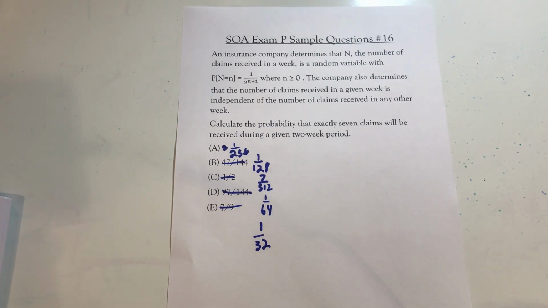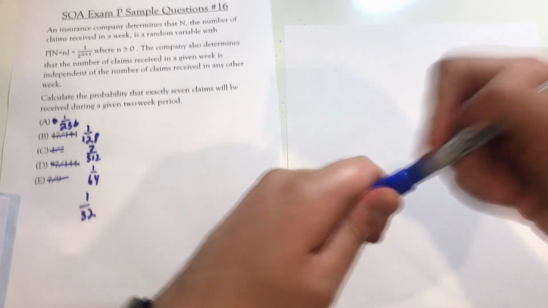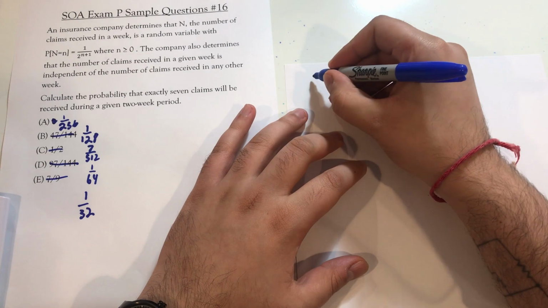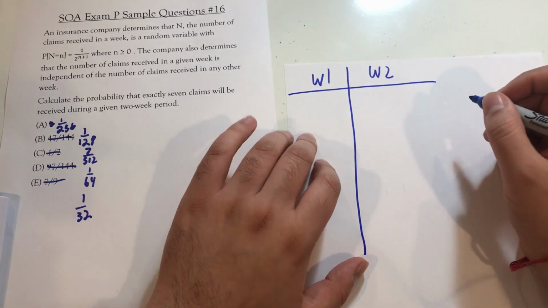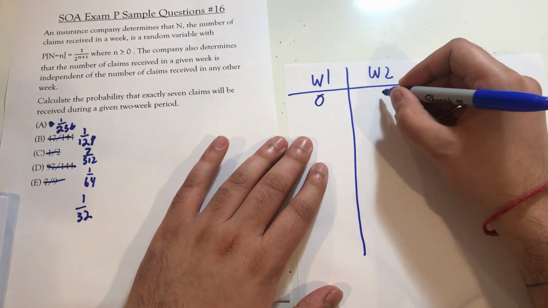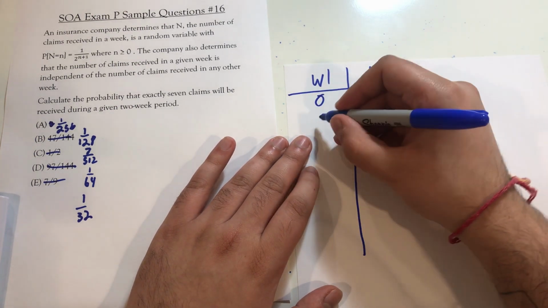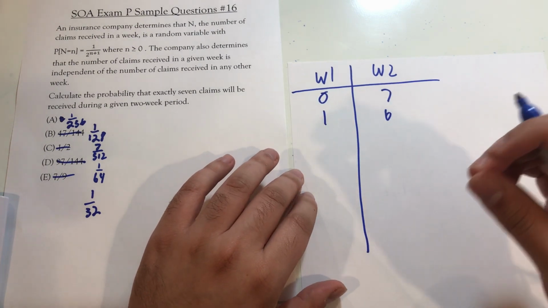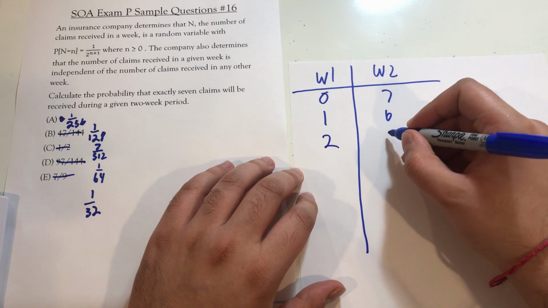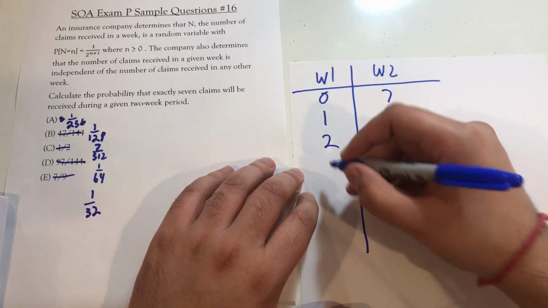Well, the probability they gave us is for the number of claims received in a week. And it's asking us to calculate the probability that 7 claims will be received in a 2-week period. So let's first figure out all the possible ways that could happen. Now, let's say this is week 1, and this is week 2. Well, if in week 1 we had 0 claims, we must have had 7 claims in week 2. If in week 1 we had 1 claim, there must be 6 in week 2, because we're looking for exactly 7. And then if we have 2 in week 1, that means we must have had 5 in week 2, and so on. Just listing all the possibilities.